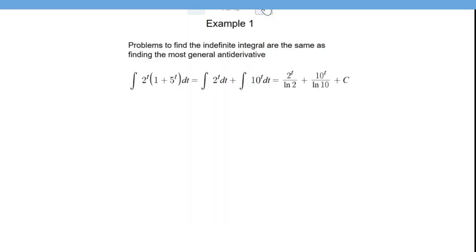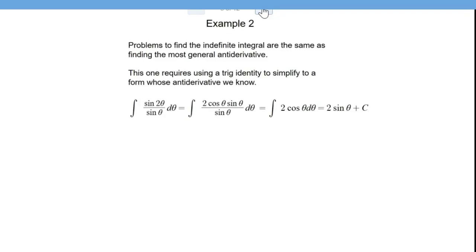So the first example we're going to look at to evaluate this integral, well, that's the same process as finding the most general antiderivative. So we'll multiply the 2 to the t through. We'll break it up into two integrals. And we use the antidifferentiation formulas for the exponential function. And the integral of 2 to the t is 2 to the t over ln of 2. The indefinite integral of 10 to the t is 10 to the t over ln of 10. And then we add that constant of integration. So we've done these types of problems before.